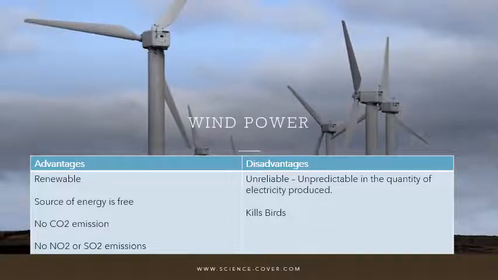Let's start by looking at wind power. Wind power is renewable. It is a source of free energy. There's no emissions of carbon dioxide, and there's no nitrogen dioxide or sulfur dioxide emissions. So this doesn't cause climate change and it doesn't cause acid rain. The disadvantages are that it's unreliable, in that it's unpredictable how much wind is going to blow at a particular time. And also birds may fly into the turbines and this can kill the birds.